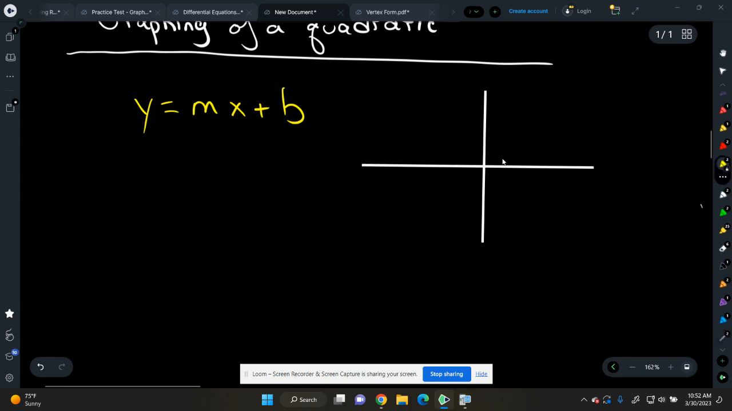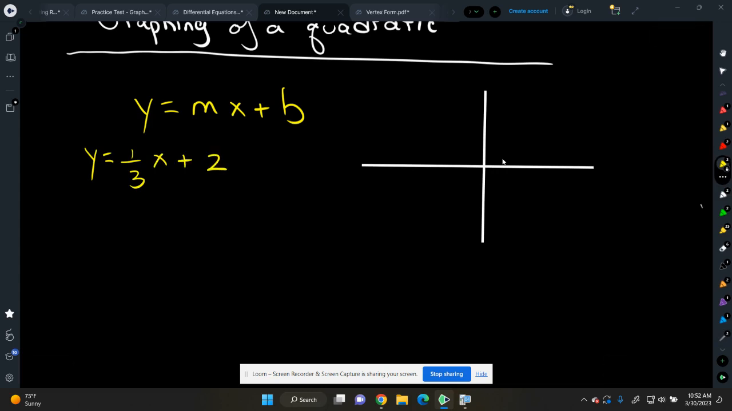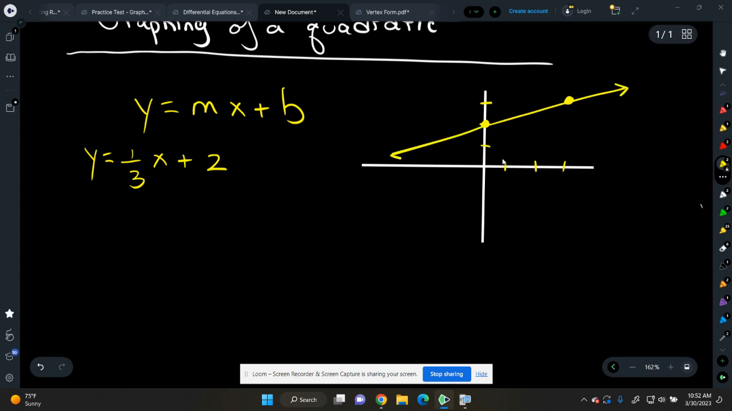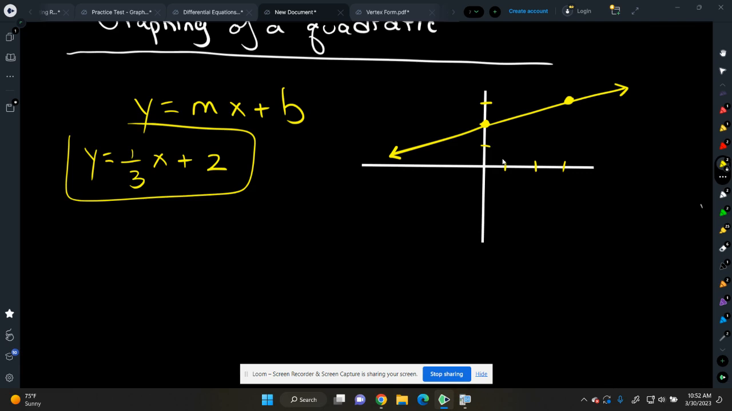For instance, if we had y equals 1/3 x plus 2, how would we graph that? Start at 2. You go up 1, right 3. Good. Up 1 and over 3, and we get another point, and there's our line. So by looking at this equation, I know immediately it's a straight line. I know where it crosses the y-axis, right? I know that the straight line continues forever. That's why these arrows are here. It's going to continue forever.